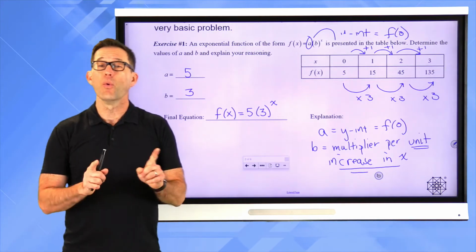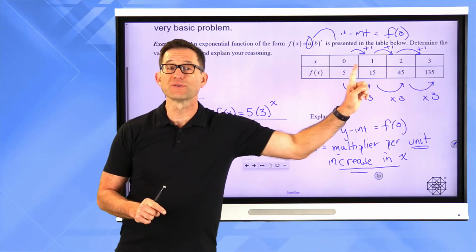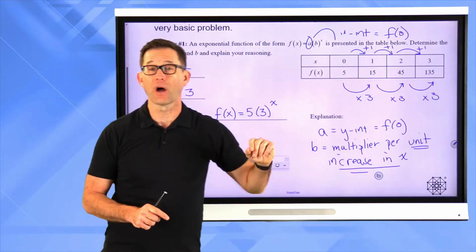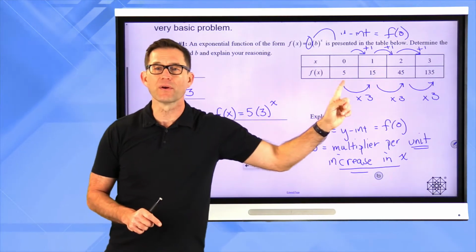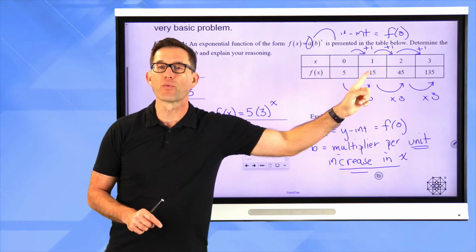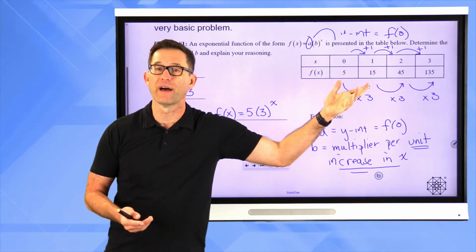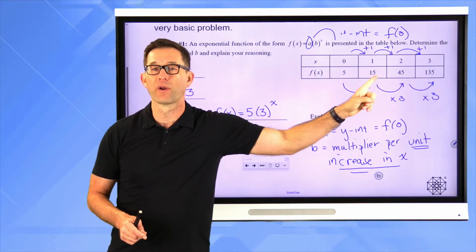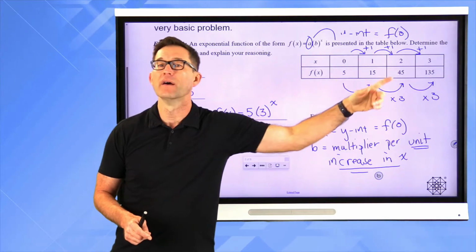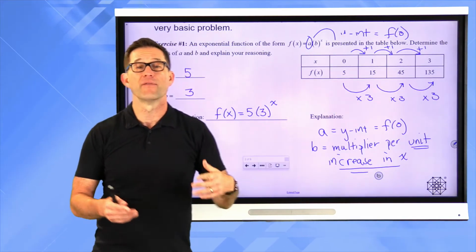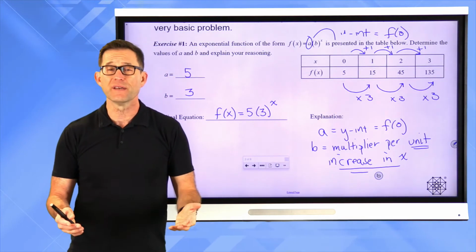So in Algebra 1, every time you ever came up with the equation of an exponential function, you always had a table where x was going up by 1 unit each time, so all you had to do was look at the y values and say, well, what is the ratio of 15 to 5? Well, that's 3. What is the ratio of 45 to 15? That's 3. 135 to 45, that's 3. So it was easy enough.